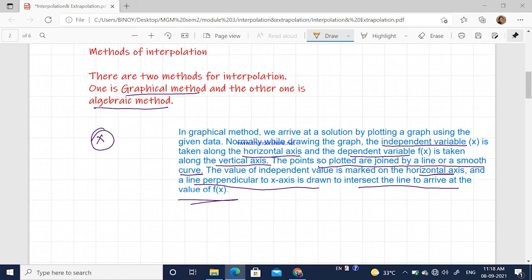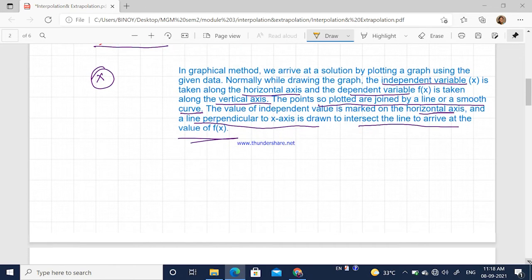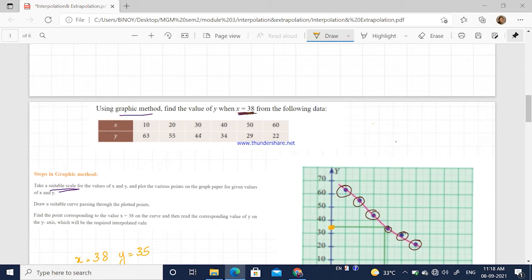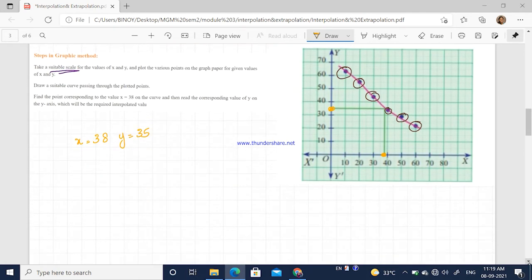So the independent value is marked on the horizontal axis, that is 38, and the line perpendicular to the x axis is drawn to intersect the curve to arrive at the value of f of x. And this is how we have come to a conclusion that when x is equal to 38, the corresponding y value is 35.